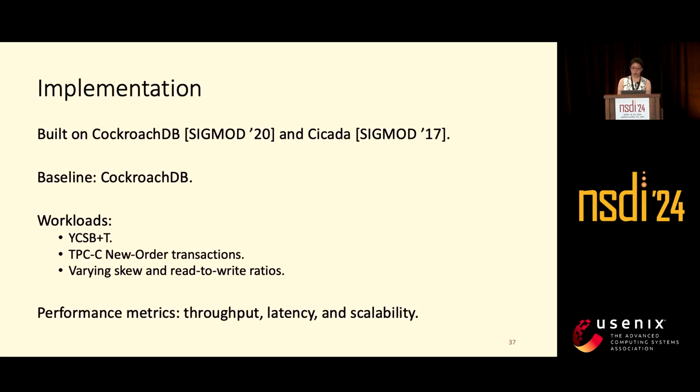We built TurboDB on CockroachDB, a production distributed database, and replaced one of its servers with Cicada, a single machine database serving as the turbo. Our baseline is CockroachDB. We run transactional YCSB, TPCC new order transactions, and others under varying skews and read-to-write ratios. In this presentation, we focus on YCSB. Our performance metrics are throughput, latency, and scalability.